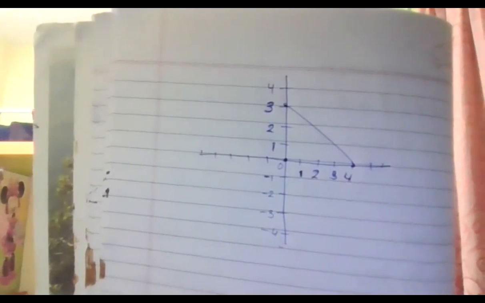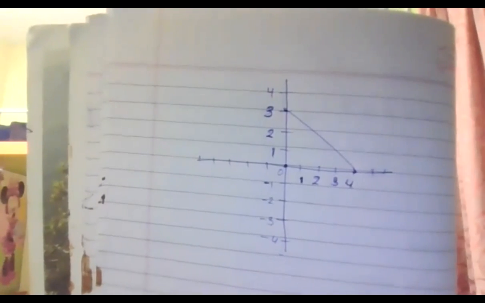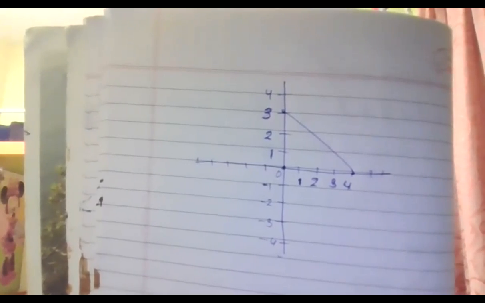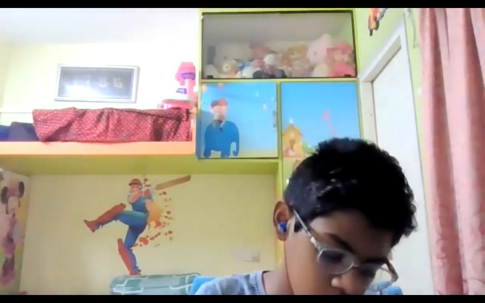3 and 4 you have mentioned, no? The points 4, 0 and 0, 3. We are getting the same thing? Yes, sir. 0, 3 and 4, 0. Yeah, fine. So you should name the point over there. The point you mentioned, there you should name that.